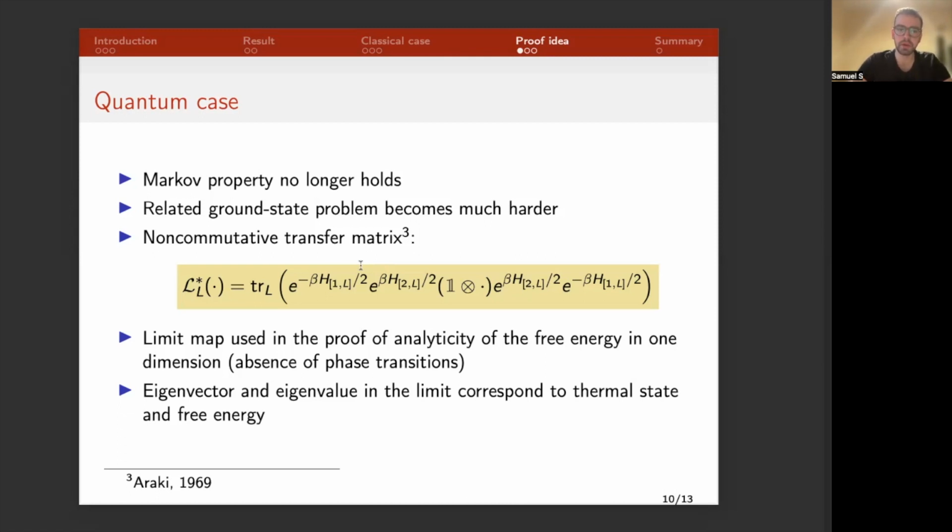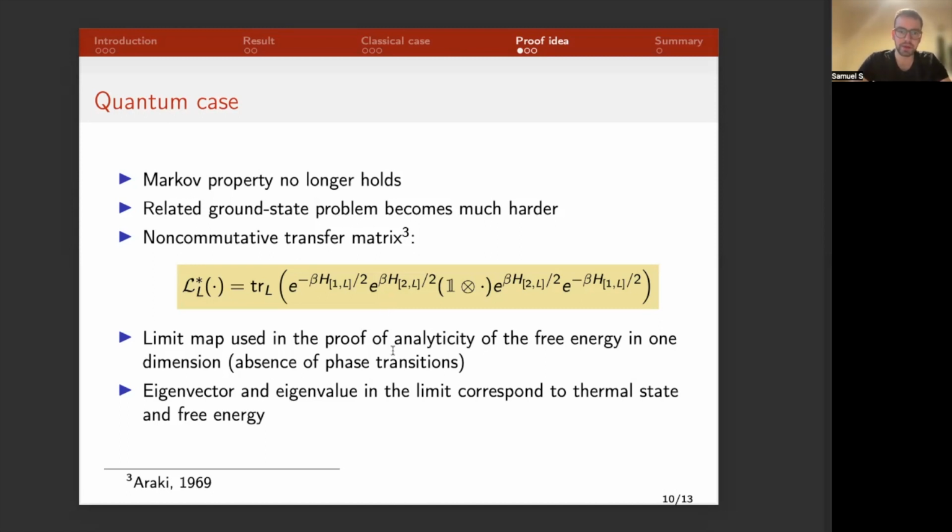What he used it for was to prove the analyticity of the free energy, and thereby the absence of phase transitions in 1D. What he actually considers is not only this map, but he takes a limit of this number L going to infinity. As you can see, with the number L, these matrix sizes grow. So actually, this limit is a map from an infinite dimensional space to an infinite dimensional space, and would not actually help us with computing spectral radii or writing down an actual algorithm.